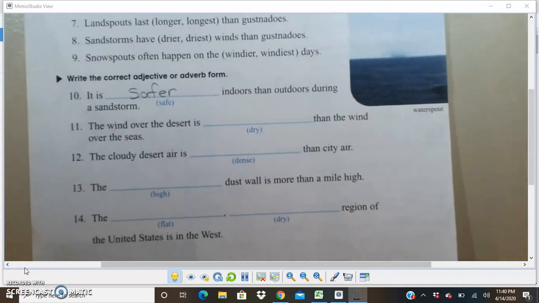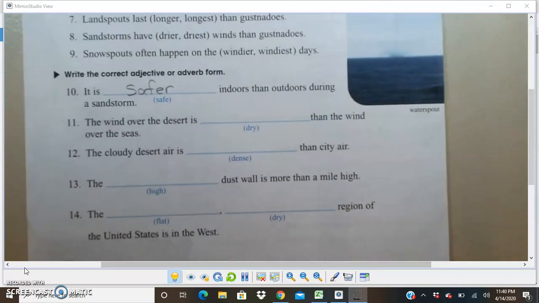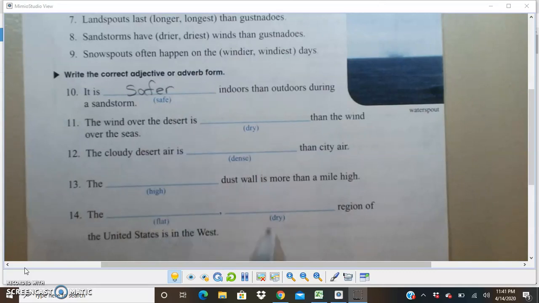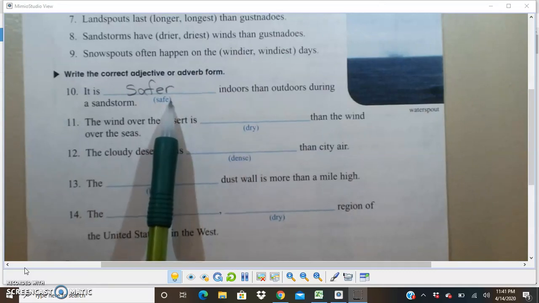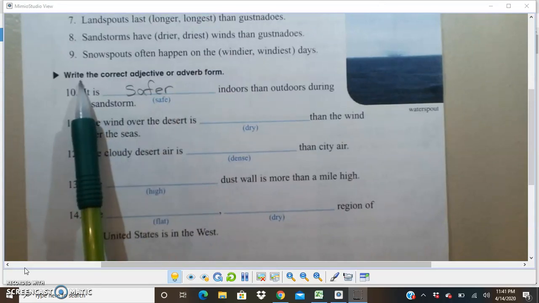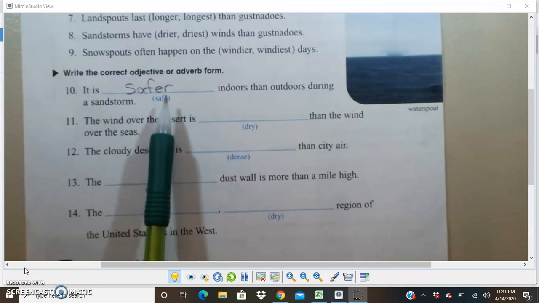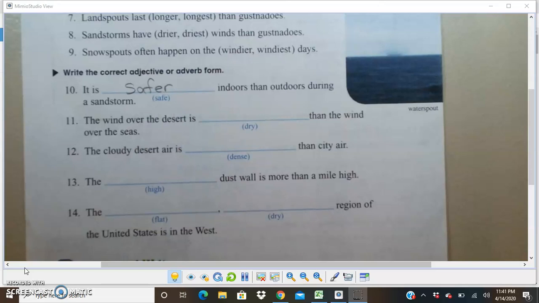And then section 10 through 14, you write the correct adjective or adverb. Now, make sure that this blue word that's in parentheses right here has to be a form of that verb. If you look at the definitions, it says write the correct adjective or adverb form. It has to be that word. So that's why I've written this one right here. It is safer indoors than outdoors during a sandstorm. So you're comparing the indoors to the outdoors. So that's why you have an ER ending. So that's how you do 10 through 14.